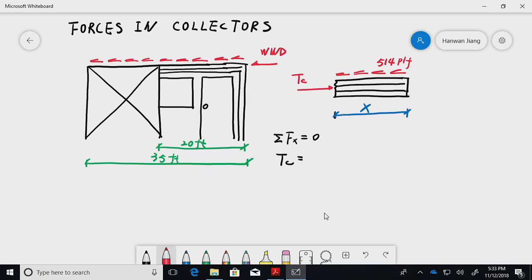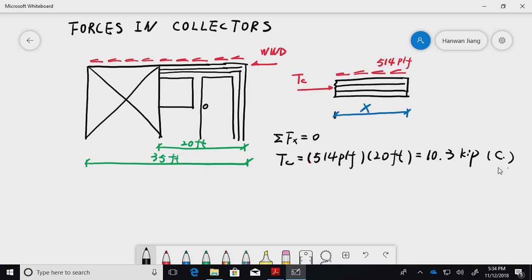Tc is equal to V, which is the applied unit shear, 514 PLF, times the length. The total length of the collector is 20 feet, which is equal to 10.3 kips. Means in this direction is positive, so it is compression.